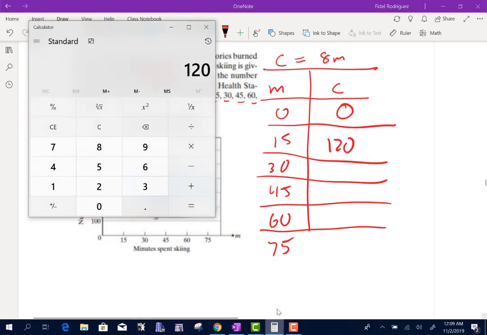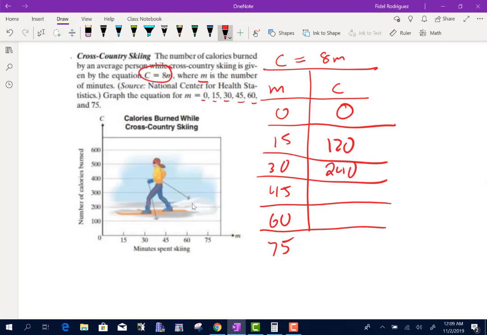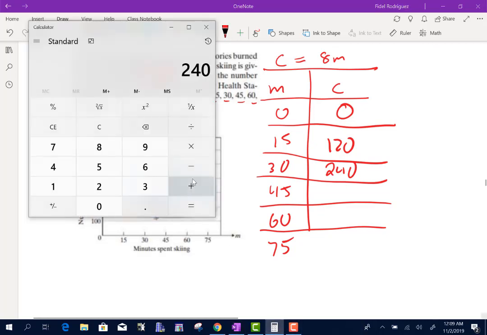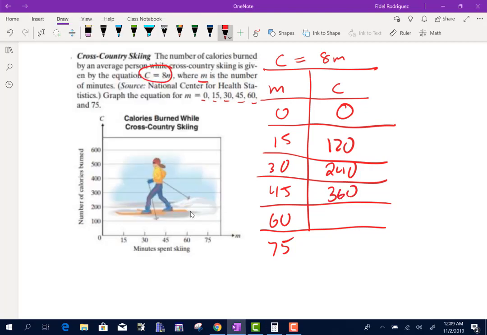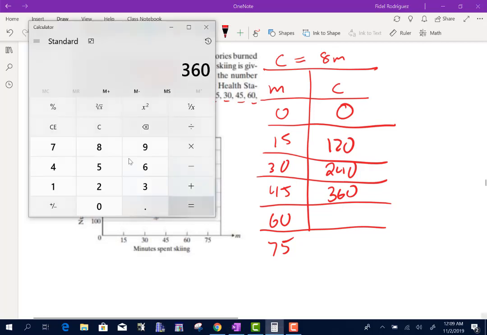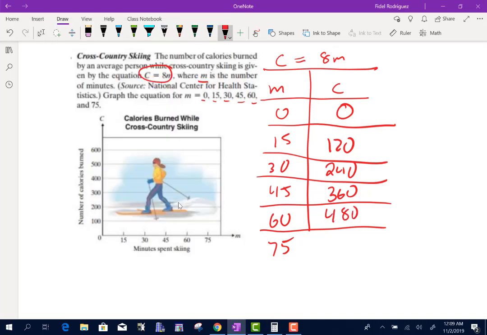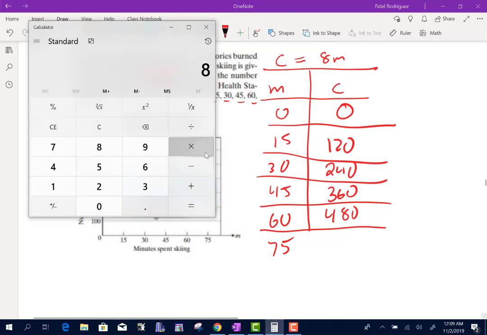Let me do this again. We're going to go 8 times 30, 240. Okay. Then we're going to go 8 times 45, 360. Okay. We're going to do this 2 more times. 8 times, what, 60? 480. And 8 times 75? 600.